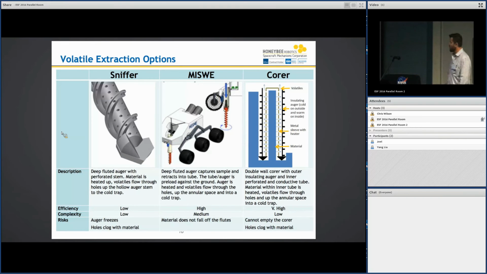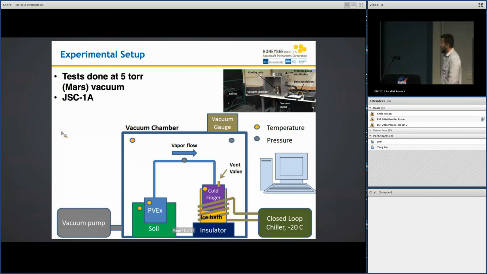And the third one is a coring system, where this is an outside corer with an internal sort of copper tube with perforations. You drill down, you capture a core, an icy core, you heat up the core itself, capture volatiles that flow in this annular space between the copper and the outside auger, you capture onto a cold finger. When you're done, you pull it out and you go to the next spot.